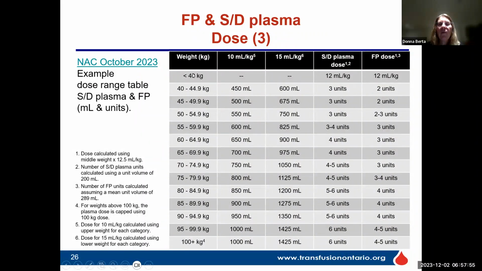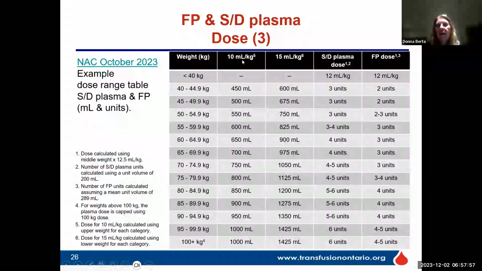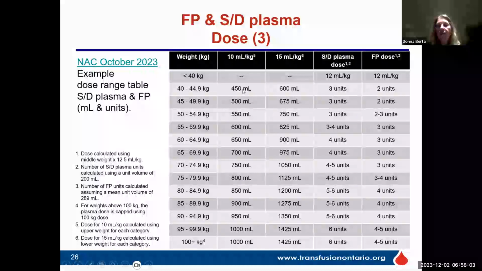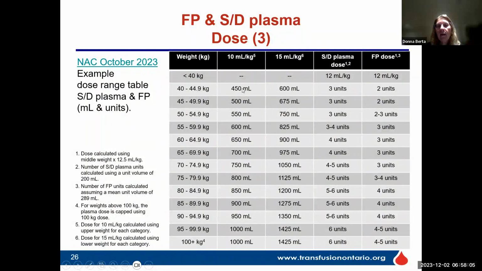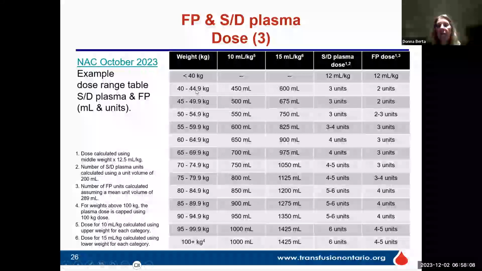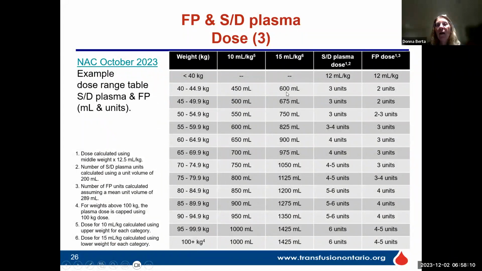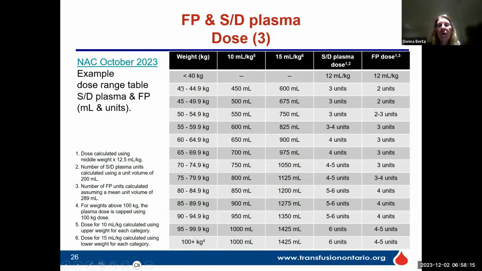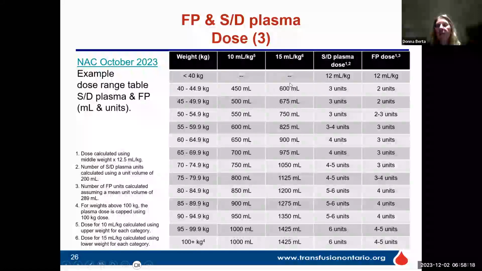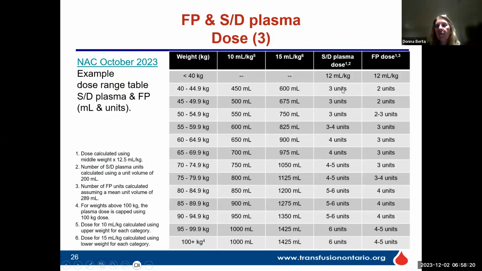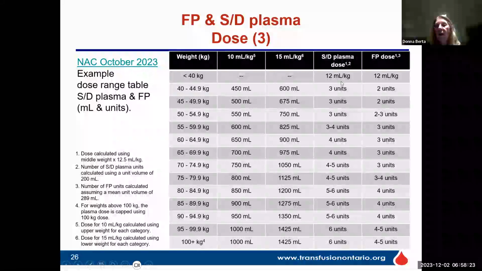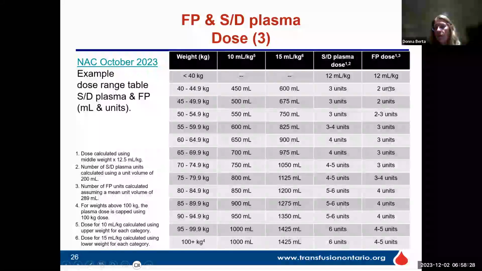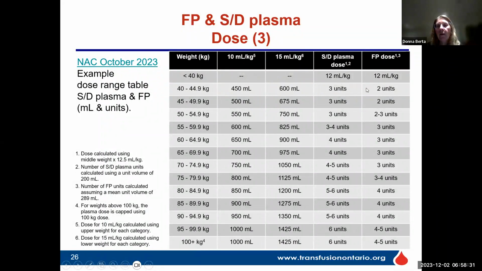In this table, they have weight ranges of 5 kilos, they have a 10 mil per kilo volume, and that is based on the higher weight of the weight increment. They also have a 15 mil per kilo volume, and that calculation is based on the lower weight of the weight increment. And then they've gone on to round that off into units of SD plasma or FP. That rounding is based on an average dose of 12.5 mils per kilo.